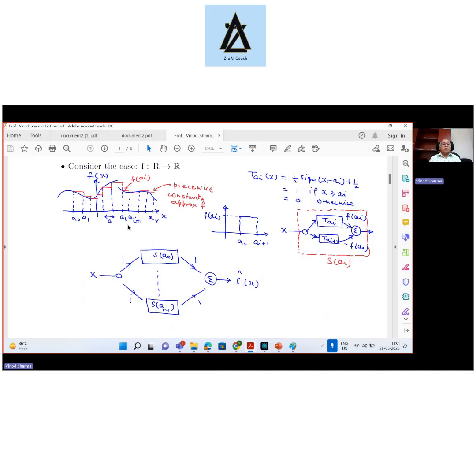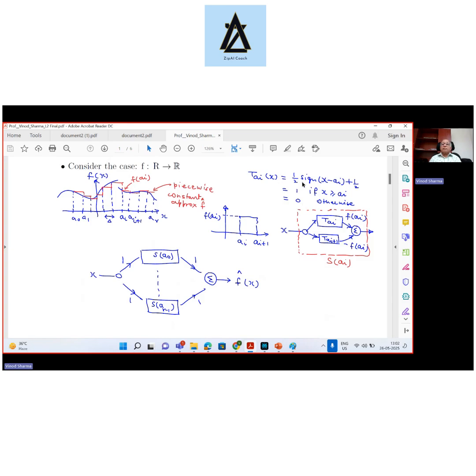Now, I pick just one interval ai to ai+1 in this and consider this function, which I have plotted here, ai to ai+1. Its value during this time is f(ai). We are going to implement this function first via a neural network. First, we define a threshold function, t_ai(x), equal to 1 if x is greater than or equal to ai, and equal to 0 otherwise.